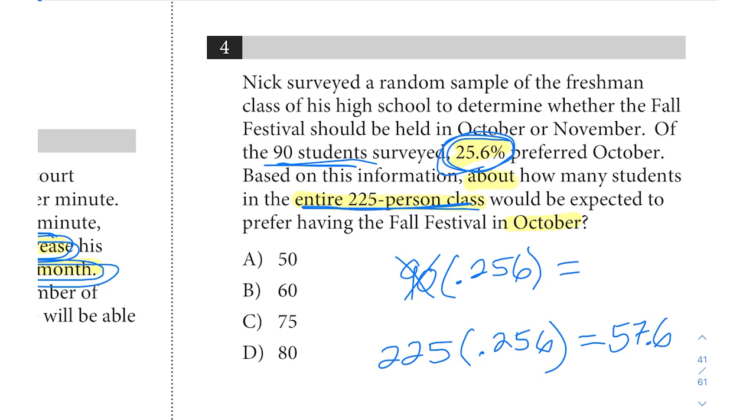Well, I don't see 57.6 as an answer choice, but keyword here, about. They want to know about how many students. So they're going to give us an answer choice that is close to that value, but not exact. And in this case, the closest to 57.6 would be 60 students. So that's about how many kids are going to prefer having the fall festival in October.